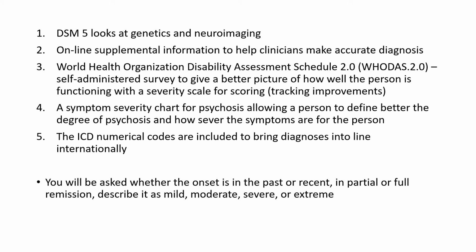You will be asked whether the onset is in the past or recent, in partial or full remission, described as mild, moderate, severe, or extreme. So these are ways that they will let you know how bad or good or weak or strong something is, the intensity of it, okay? And also remission, is it not happening even though that person has it? It's not doing anything, not affecting anything? Or is it in partial? Is it sometimes doing it? Or is it fully effective?